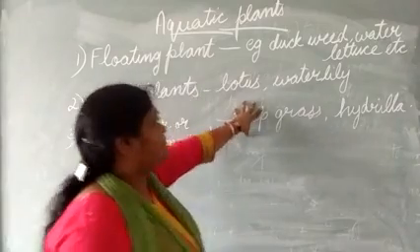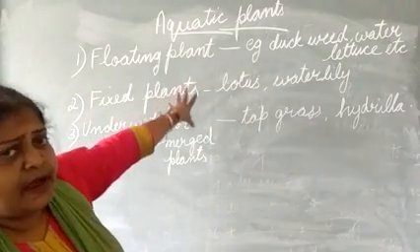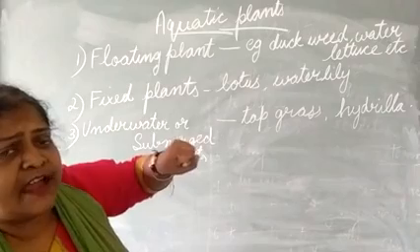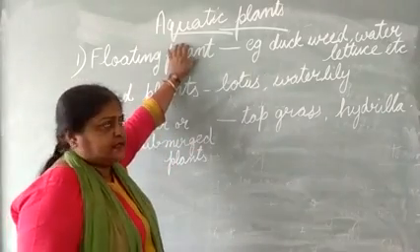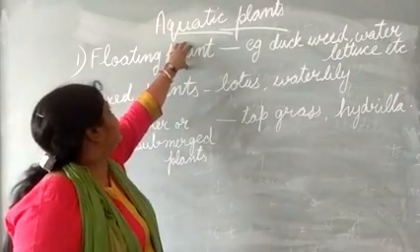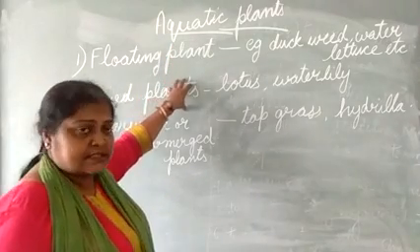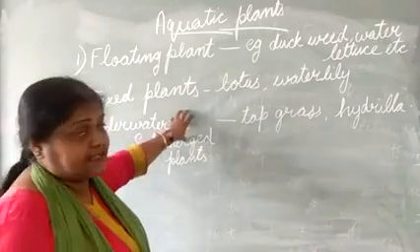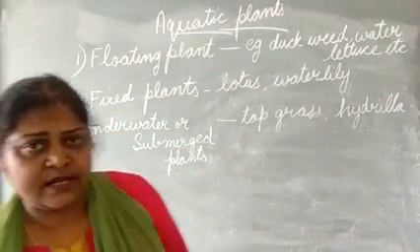So it is clear that the three types of plants have different characteristics, so they can live in particular places. Due to their characteristics, they can float on the water, be fixed, or live inside the water. So it is clear, students.